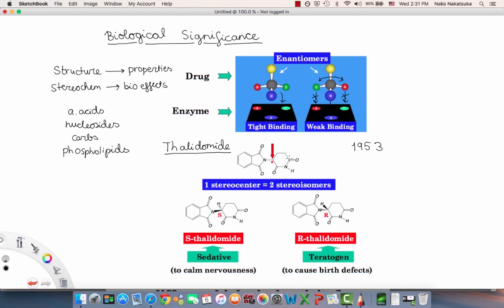And so this is the drug, the thalidomide, and it has one stereocenter. And we now know that when something has one stereocenter, it has two stereoisomers, right? So we ended up with the S and the R isomers. The S thalidomide was great. It was a sedative to calm nervousness, and it actually worked. But on the other hand, the R isomer caused birth defects. And so the mixture, the 1-to-1 racemic mixture of the two, was absolutely disastrous for pregnant women.